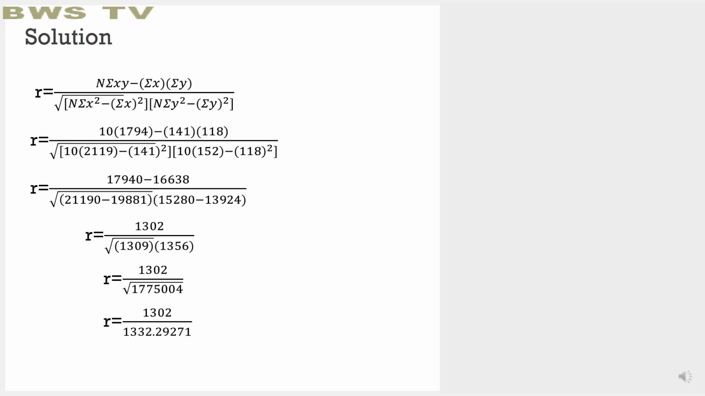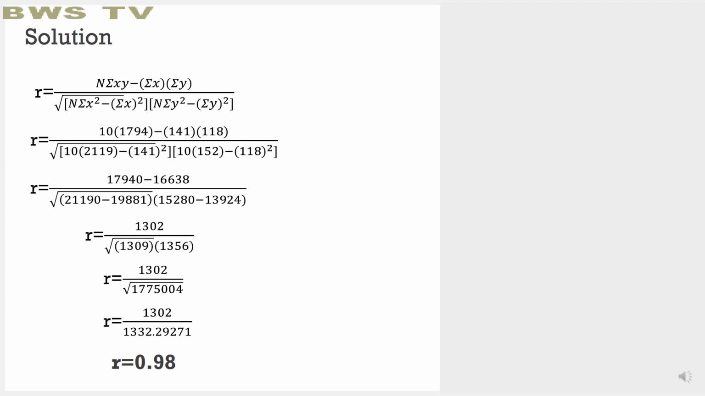Then what to do is you can just stop at the second decimal place, or if you want it very accurate, you can write it all. Then divide 1,302 by 1,332.29. Then for the answer, just round off to two decimal places, and then you have your answer, 0.98. That answer is already rounded off, so always remember to round off to two decimal places.